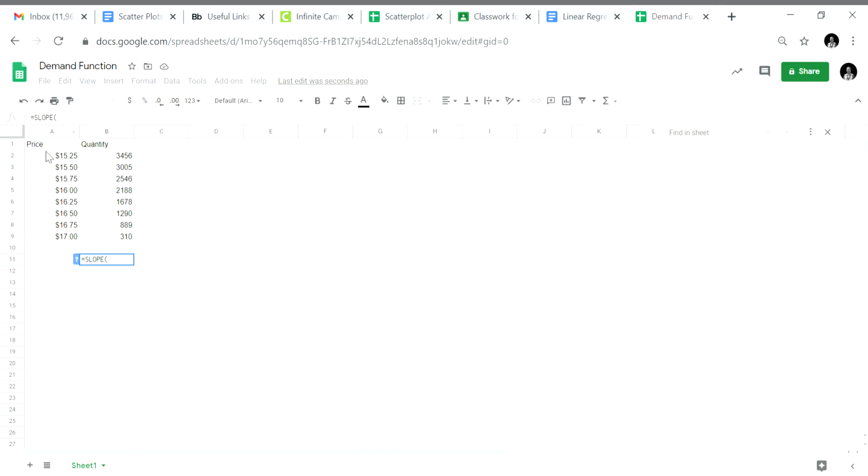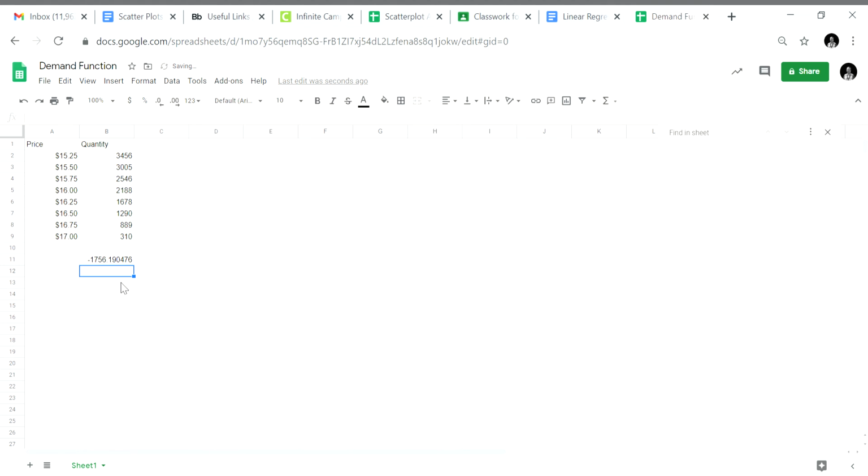The price is our X variable, the horizontal axis. We're actually going to use P and not X. And the quantity is our Y variable, which is the vertical axis. Another name for these are the independent variable and the dependent variable. For these commands, you have to do the dependent variable first. So it's going to be B2 to B9, comma, A2 to A9.